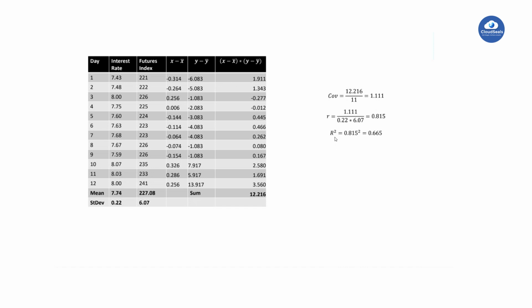If we apply, we'll get the R squared value of 0.65. That means the independent variable will explain 66% of the dependent variable's variation. R square value is here, 0.66. That means 66% of the variation in the dependent variable is explained by the independent variable.